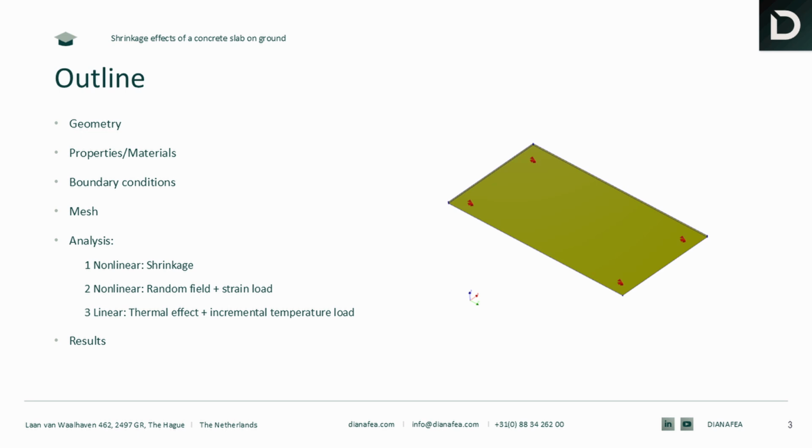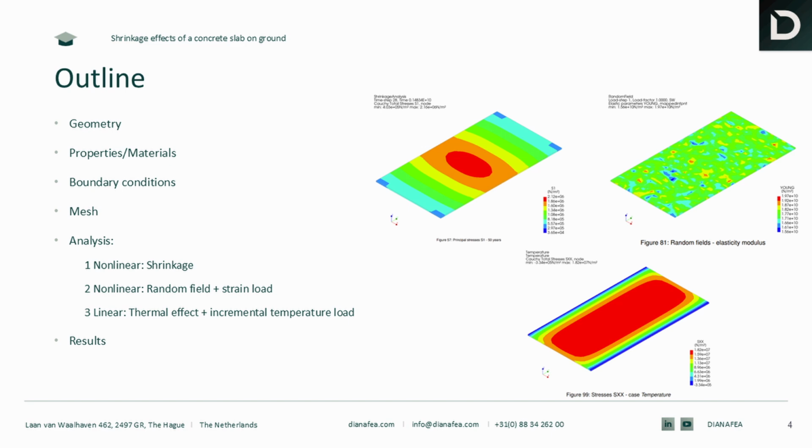So in this model, we will discuss a few aspects. The first thing is to create a model, which is the geometry of the slab, and then we will assign the material for the concrete slab, and then we will assign the boundary conditions for this simulation, and we mesh the concrete slab. And then in this case, the emphasis is to simulate the shrinkage effect in Diana.